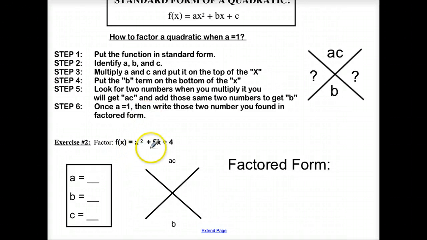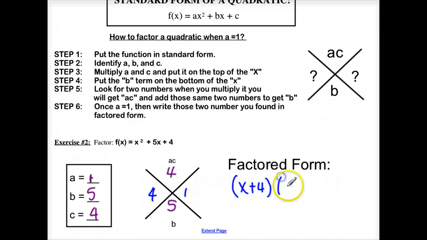f of x is equal to x squared plus 5x plus 4. My a is 1, my b is 5, and my c is 4. So I know at the top it's a times c. In this case, 1 times 4 is 4, and my b term is 5. I need to find two numbers. When I multiply them, I get 4, and when I add them, I get 5. So 4 times 1 is 4, check. 4 plus 1 is 5. So when I write that in factored form, it's going to be x plus 4, x plus 1.